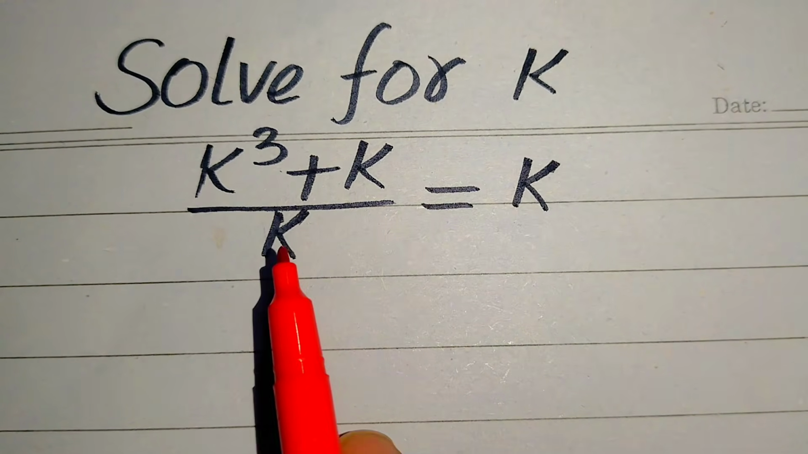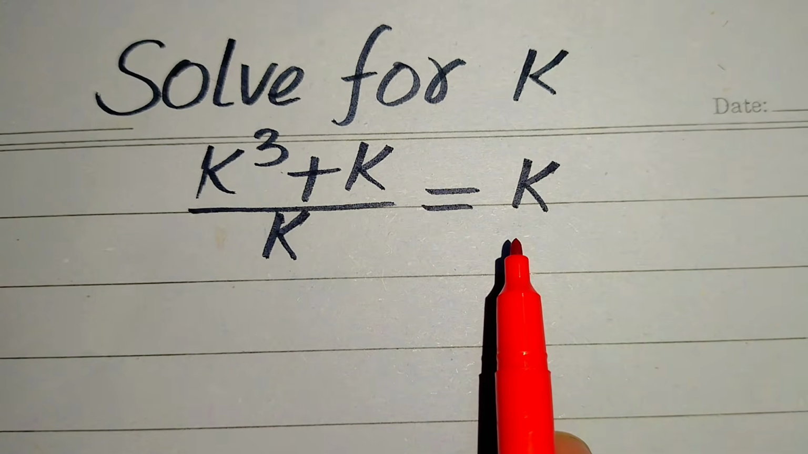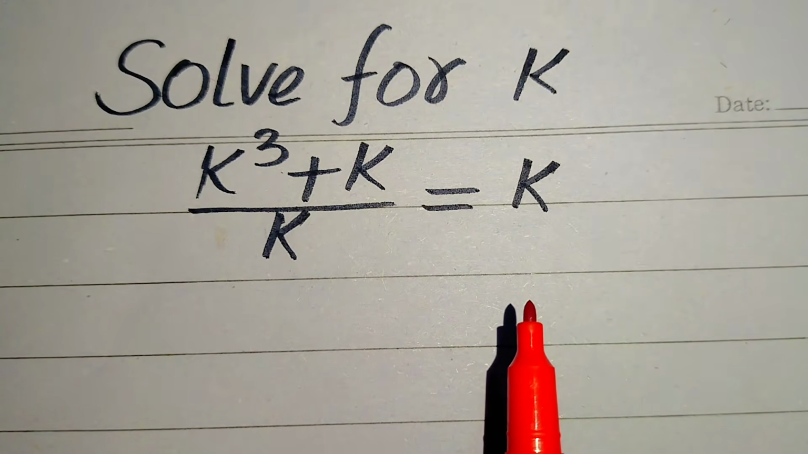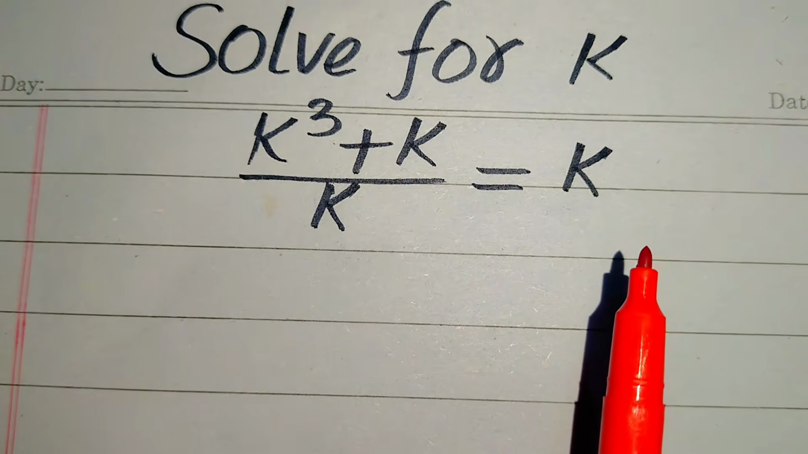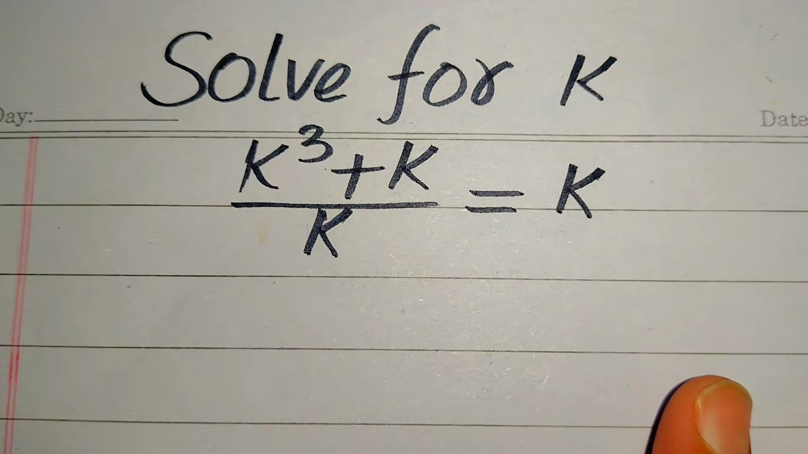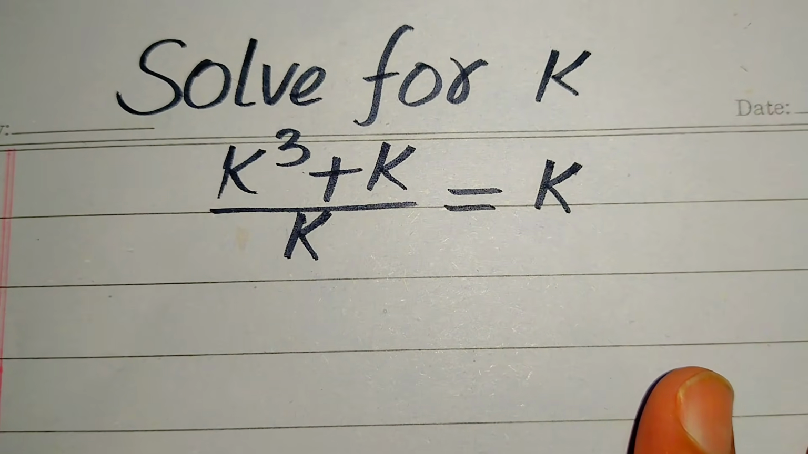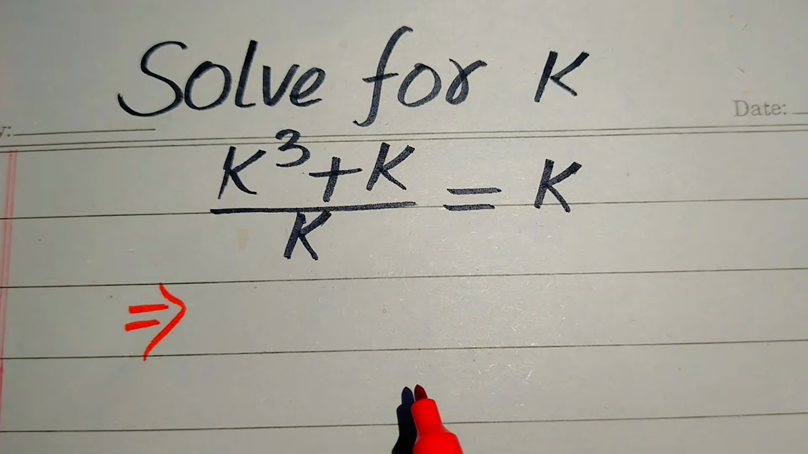So here we have (k cubed plus k) divided by k is equal to k, and we solve this problem for all the values of k. First we need to find all the roots of this equation, and at the last we will verify which of the roots are solutions and which of the roots are extraneous roots. And now we move towards the solution of this problem.